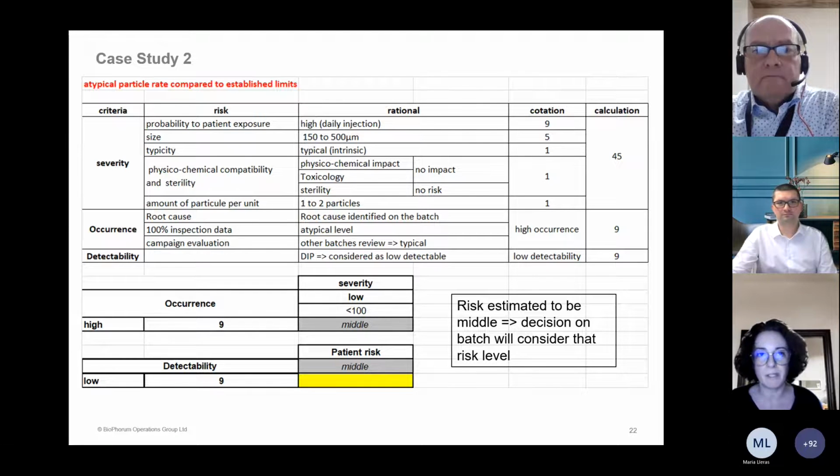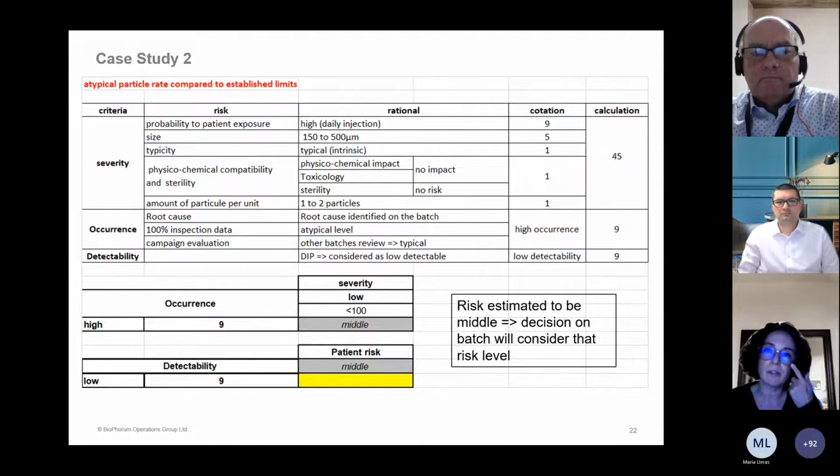In that case, atypicality was linked to the high level of particles in the batch. So here again, we evaluated the severity. The final quotation was 45, which is considered very low. We also got the occurrence of the defect. In that case, it was quoted 9 because we have an atypical level of particles in the batch. So regarding this severity and occurrence, we consider that the risk is middle.